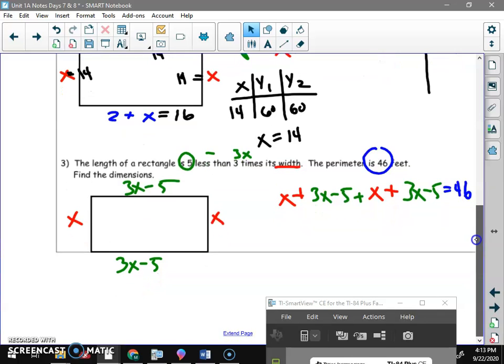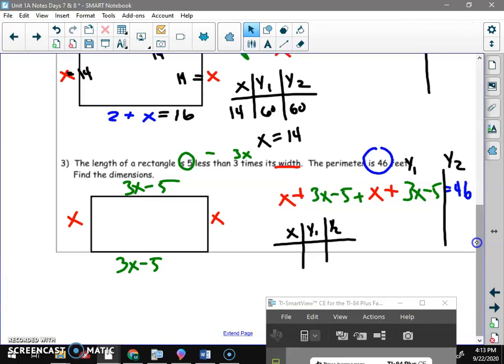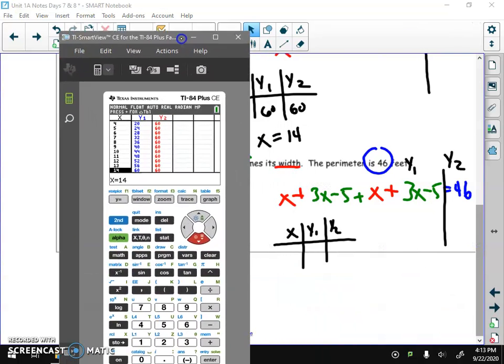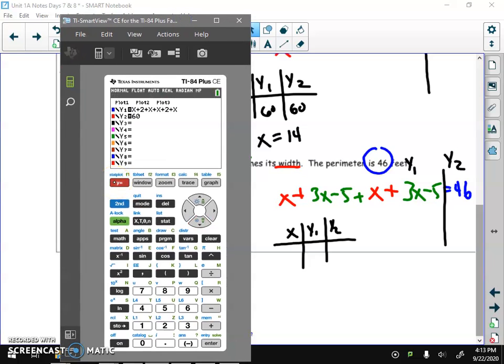We can now go to our calculator. I'm going to use black because we haven't used black yet. Great wall of algebra, y1, y2. Let's set up our table, x, y1, y2. I don't know what's going to go there yet. I've got to figure it out. We've got our calculator to do. That's why using the calculator method, there's still a lot of work to be done.